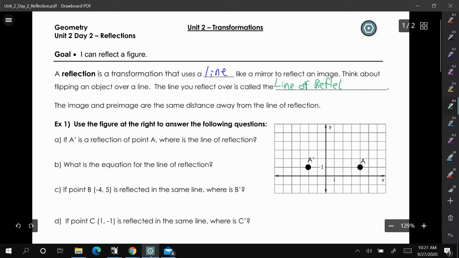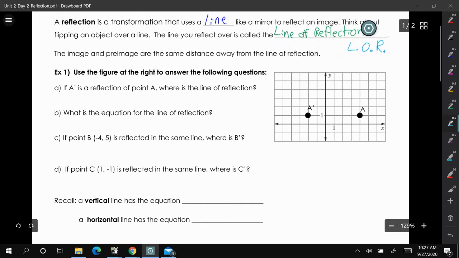Sometimes we abbreviate that as LOR. So that's the abbreviation for line of reflection. Now, the image and pre-image are the same distance away from that line of reflection.